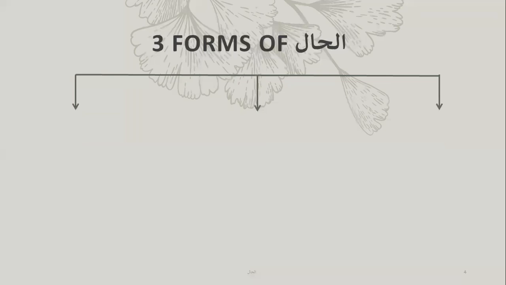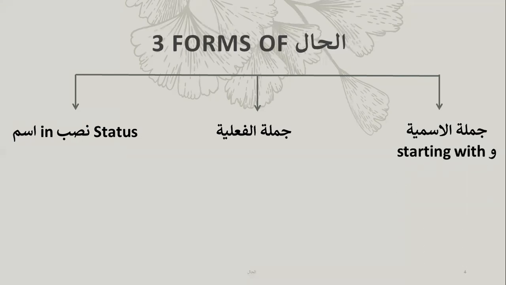The three forms of hal: when hal is in ism, it's in the nasab status. So when it is expressed in the form of an ism mufrad, then it is in nasab status. It can also be jumla fi'liya. Your hal can be jumla fi'liya, and your hal can also be jumla ismiya. And one thing you have to remember is that jumla ismiya will start with waw, with harf ataf waw. So in ism, this is what we are going to deal with today.